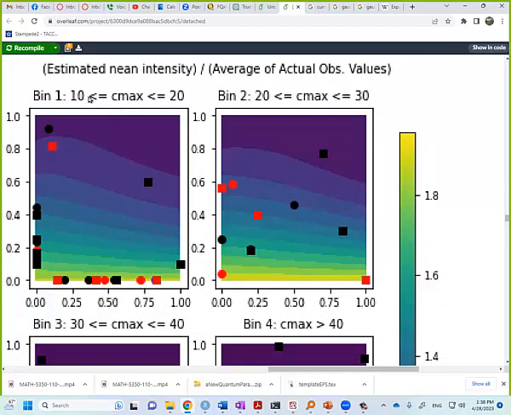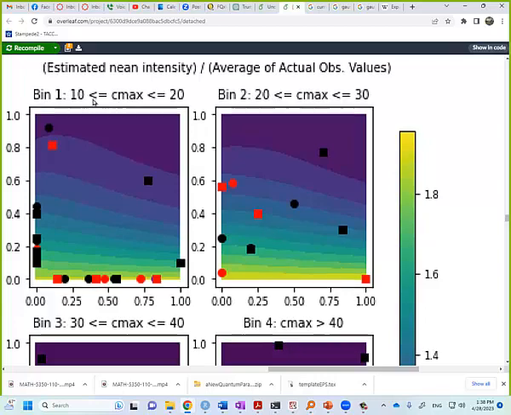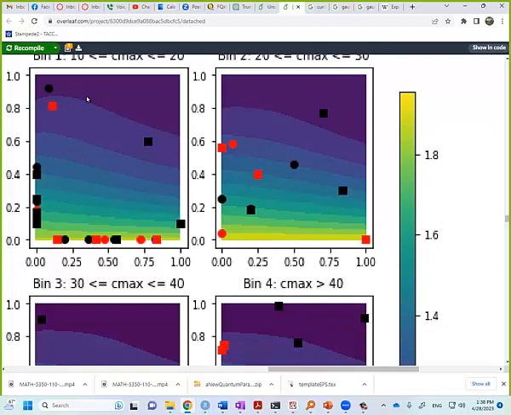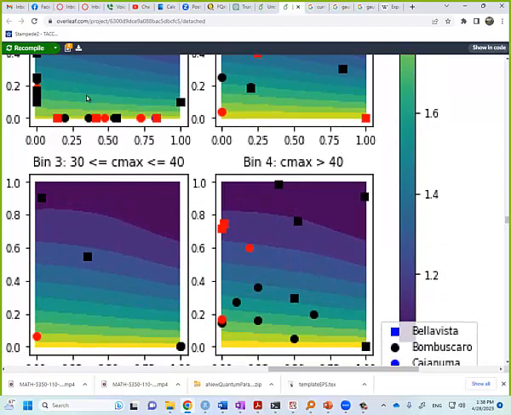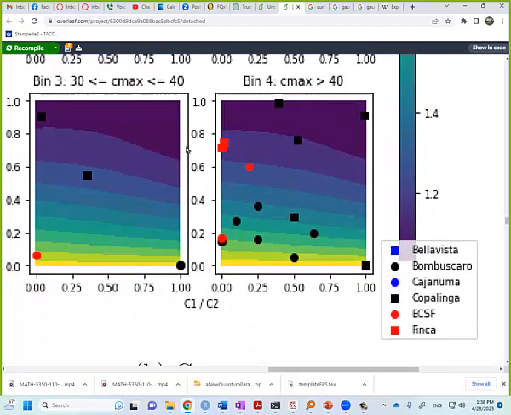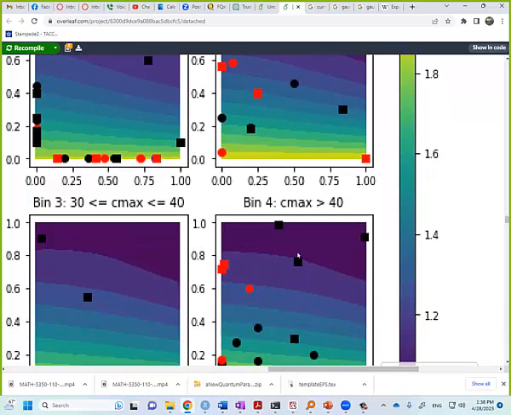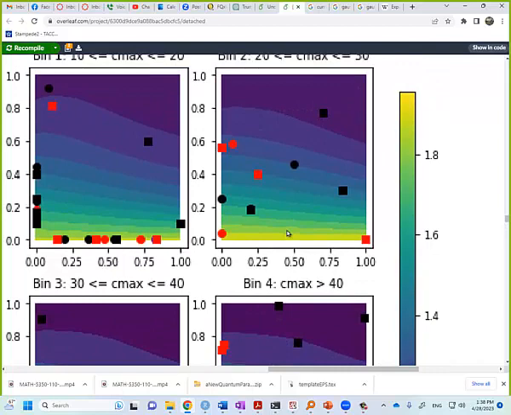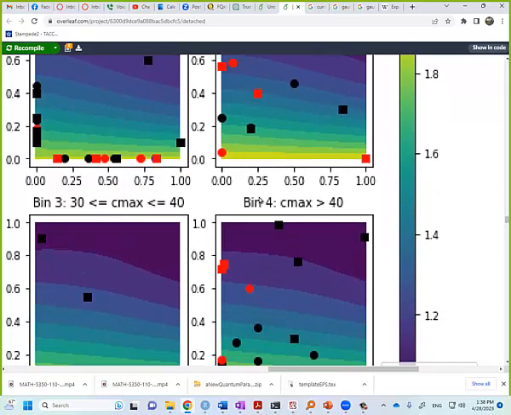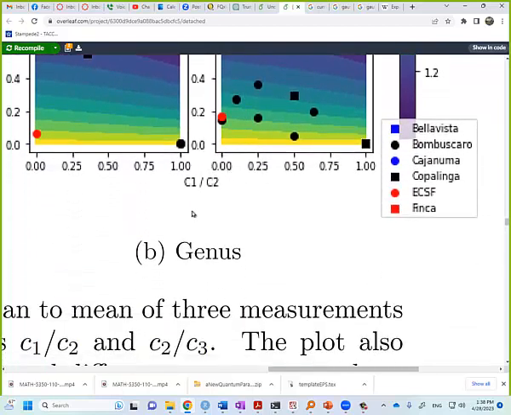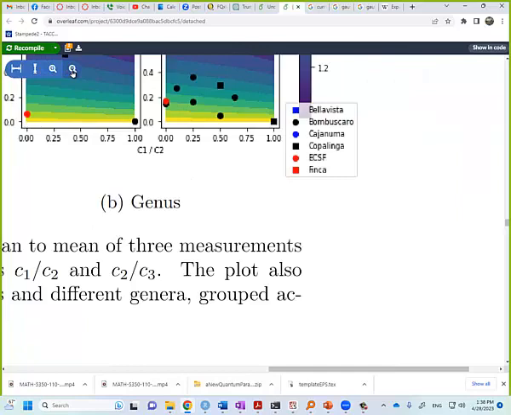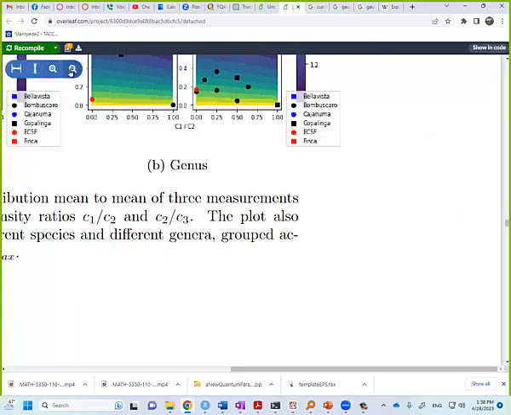That means that for instance, Copalinga, we got very, very good records. Certainly Copalinga has the best. But if you look at genus, Bomboscaro is quite good. We also have, for Finca and for San Francisco, a couple of them, with relatively good results. Some of them, but not too many.